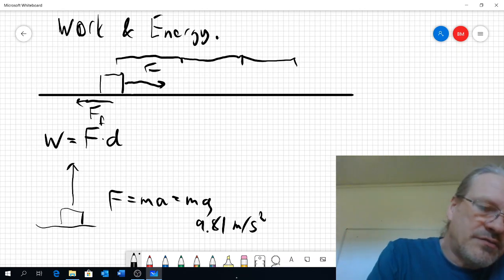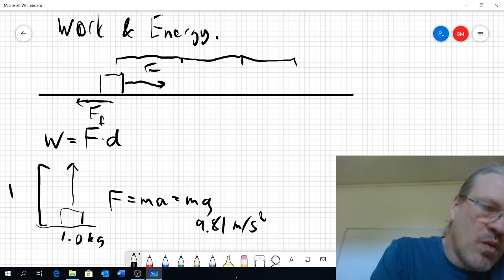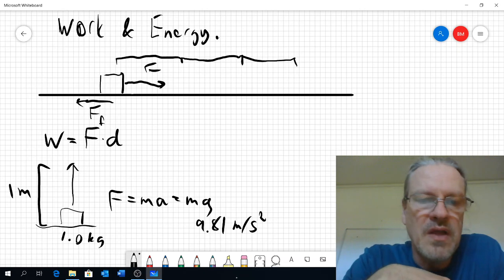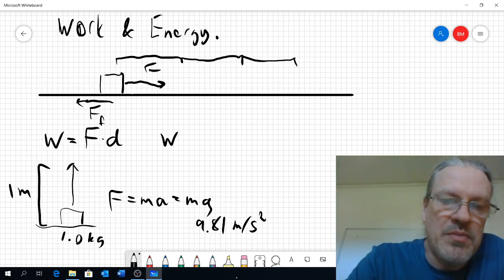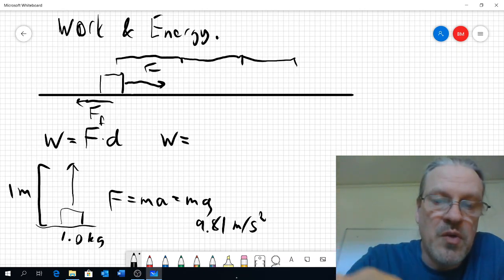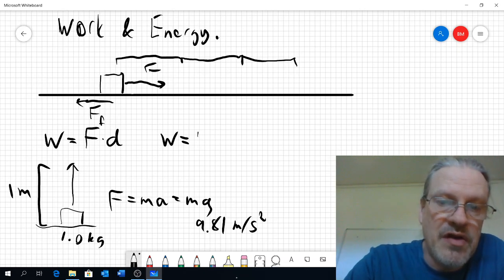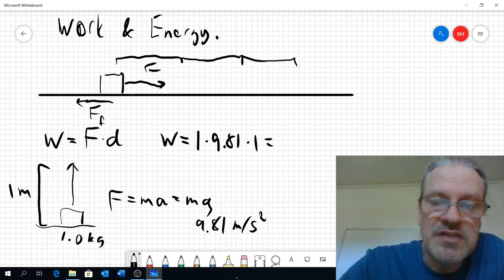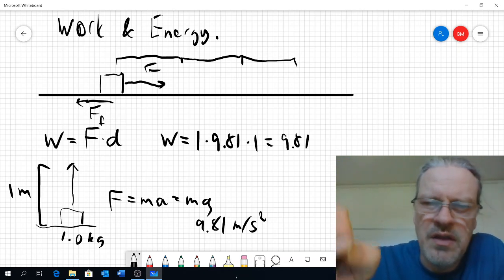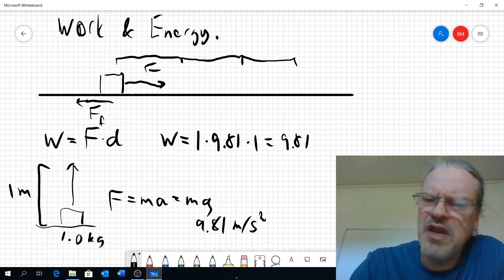Say, to make stuff simple for us, this is 1 kilogram, and you want to lift this 1 meter. In this case, the work will be the force required, which is 1 kilogram times 9.81 times how far we lift it, which is 1 meter. So this will give us 9.81. Okay, we have a problem with the units here.